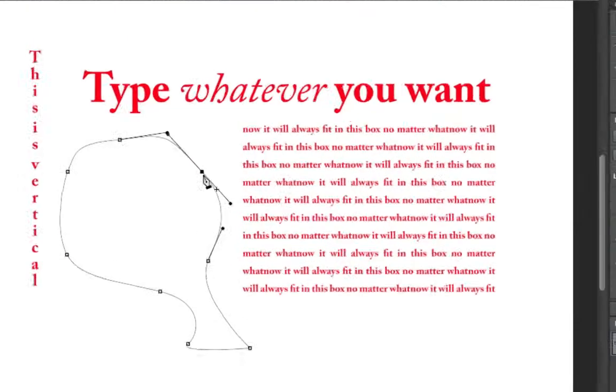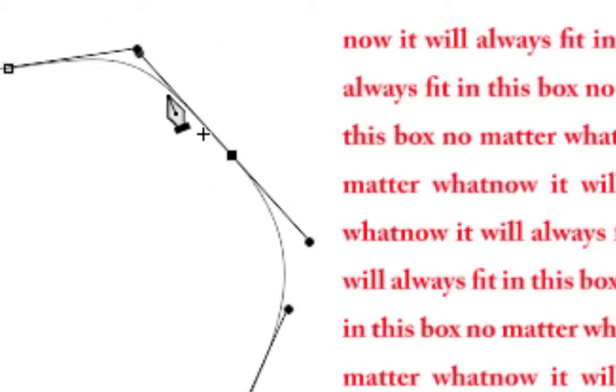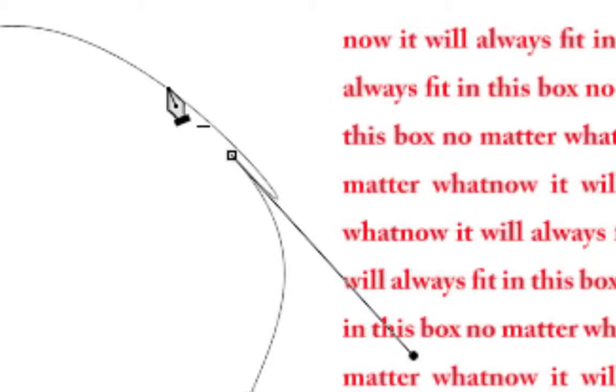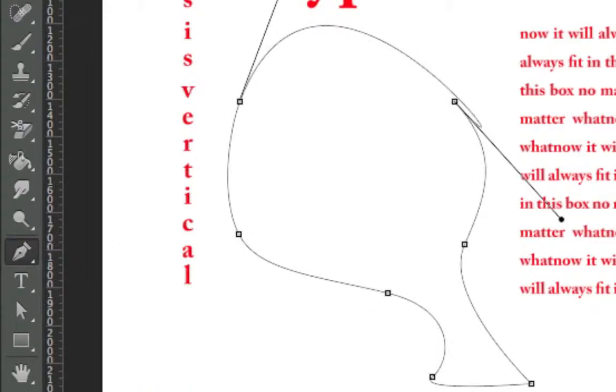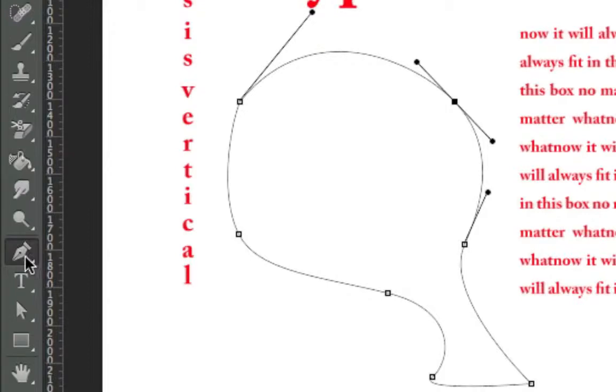If you hover over it, notice the cursor. If you hover over the line, it allows you to add more points, and if you hover over points, it allows you to subtract them. So you'll notice down here there's tools specifically for them. Add anchor point, delete anchor point. You can actually do that all directly within the tools, so we're not going to worry about either of these right here.